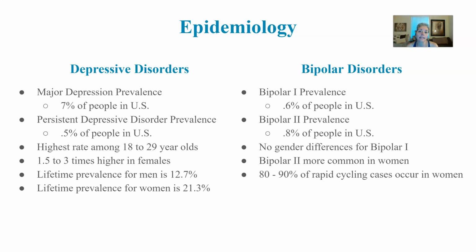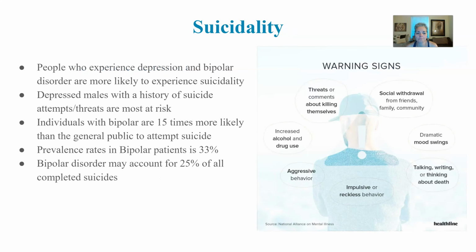And so 80 to 90% of rapid cycling occurs in women. So there's gender differences in the timing of those mood changes, the mood fluctuations. No gender differences for bipolar 1, but yes for bipolar 2.